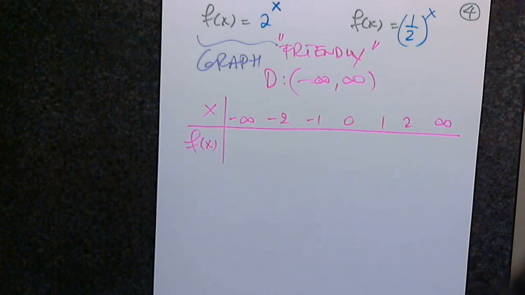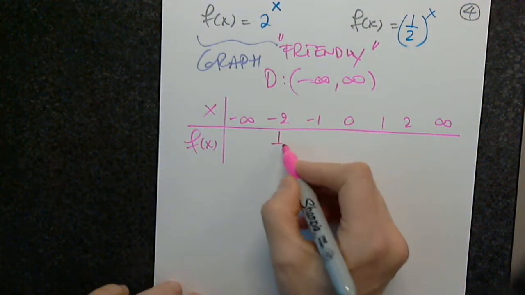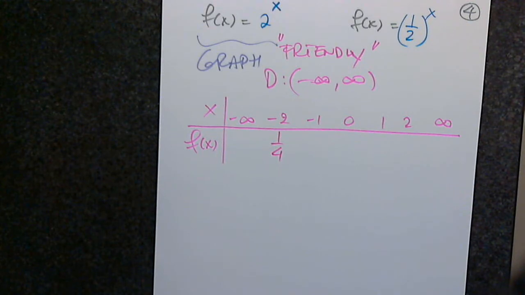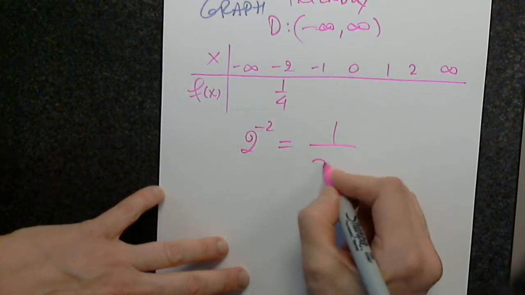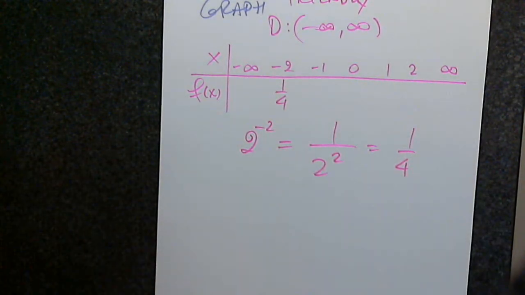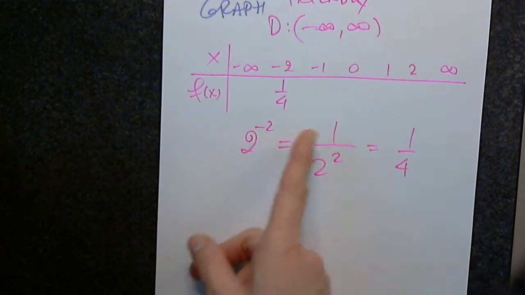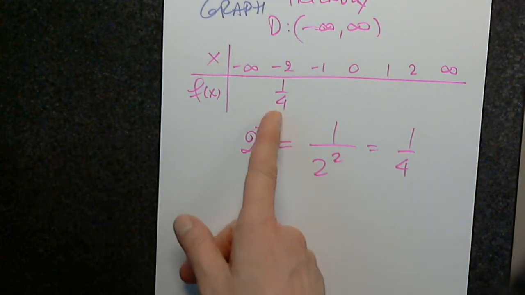Can anyone plug in negative 2? Replace x by negative 2 and give us an answer. 2 raised to negative 2. Say it again. Excellent. Indeed. 2 raised to negative 2 is 1/4. Do you all agree with 1/4? Do you want me to show? Yes. Very good. So 2 raised to negative 2 is 1 over 2 squared, which is 1 over 4. A negative exponent creates a fraction. It's another way of writing a fraction. 2 squared is 4, so that's 1/4.